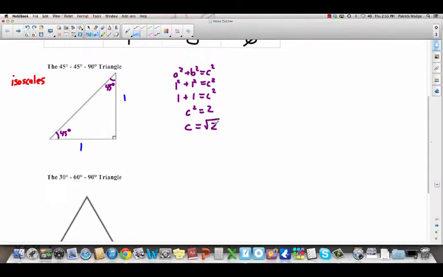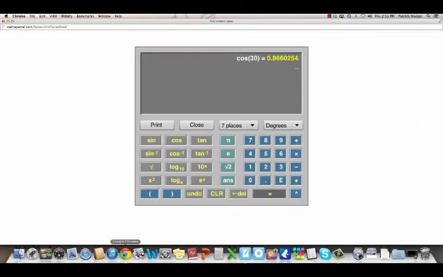Now, before you go reaching for your calculator, this is an exact amount. Square root of 2 is an exact amount. This side right here is the square root of 2. If you take your calculator and put in square root of 2, there it is, you get 1.414213. Is that an exact answer? No, that decimal goes on and on forever, and it never repeats.